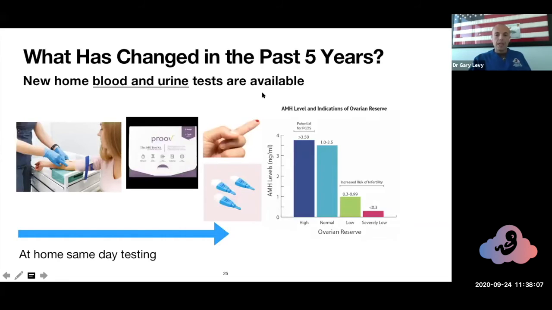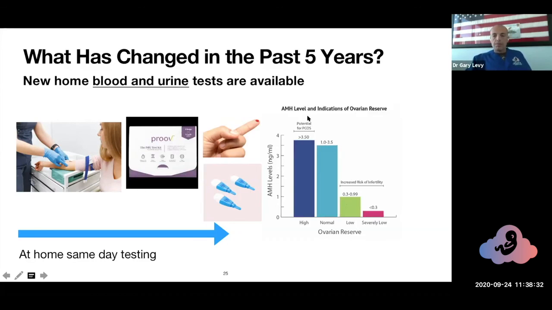Again, so what has changed in the last 5 years? All this testing can now, again, be done in the comforts of your home. So what we can do is we can send you your AMH test. There's no reason for you to go to the lab and have this painful blood draw. It's a simple finger stick, and then we can get your AMH levels to you within a week or so.